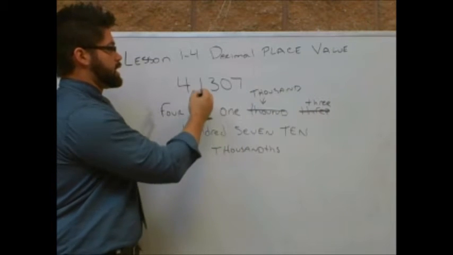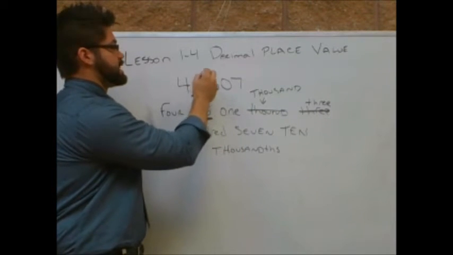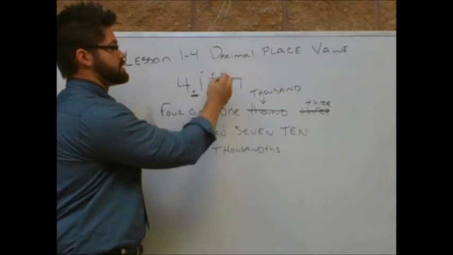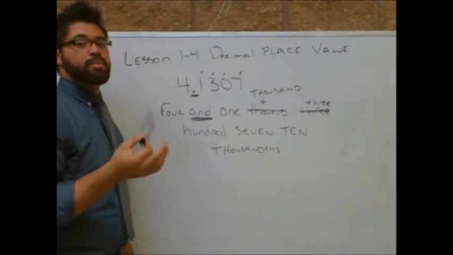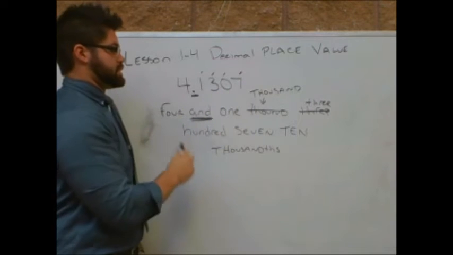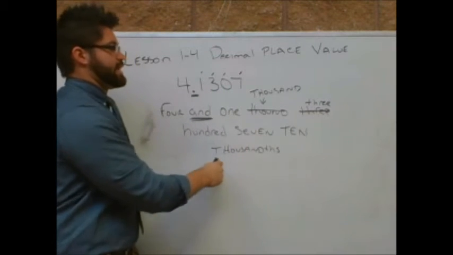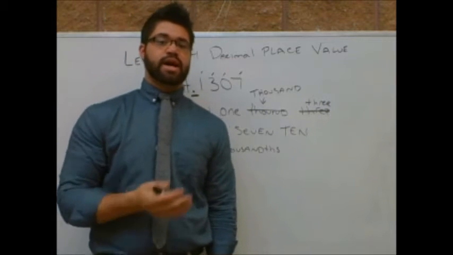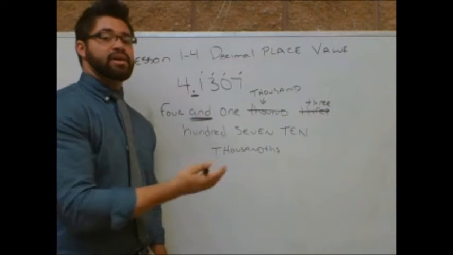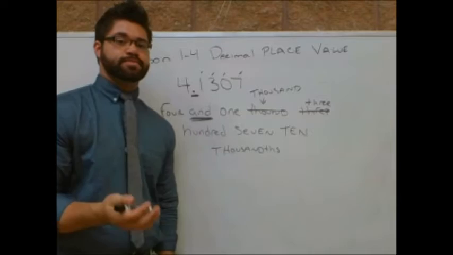10,000ths. So if we look again at our place values, this is the tenths, hundredths, thousandths, and 10,000ths. We read the number based off of where the last digit is. So that's why we end with 10,000ths. All right? So that's a little introduction of how to read and write decimals.